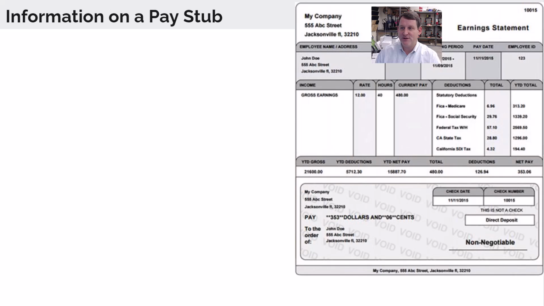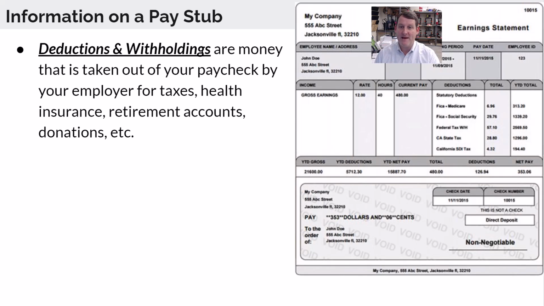All right, so information on a pay stub. A pay stub contains tons of information. The first thing we're going to talk about are things called deductions and withholdings. Sometimes companies use this word withholdings instead of deductions, or they might separate them in two categories. Basically, these are all things that are subtracted from your pay. So there are things like taxes, health insurance, retirement accounts, donations, anything that's coming out of your pay by your employer.